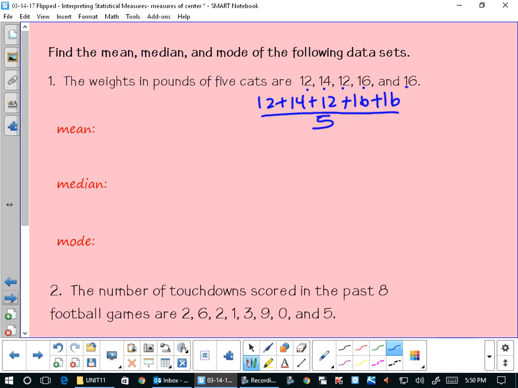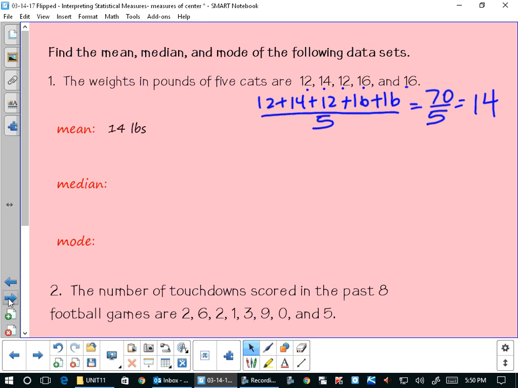So right now, add all of these up. When I add them up, I get 70, and then I'm going to divide by 5, which gives me 14. So on average, these cats weigh 14 pounds. And once you do this, look and make sure, does that make sense? Is 14 a good average of all those numbers? And yeah, it makes sense to me.